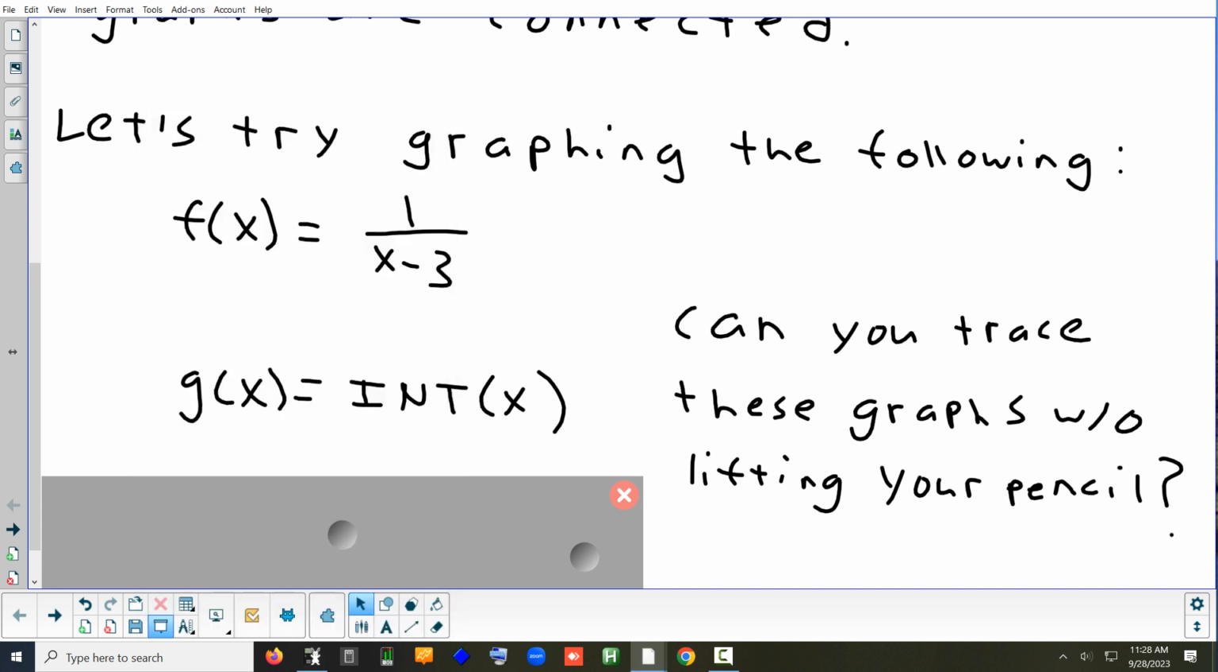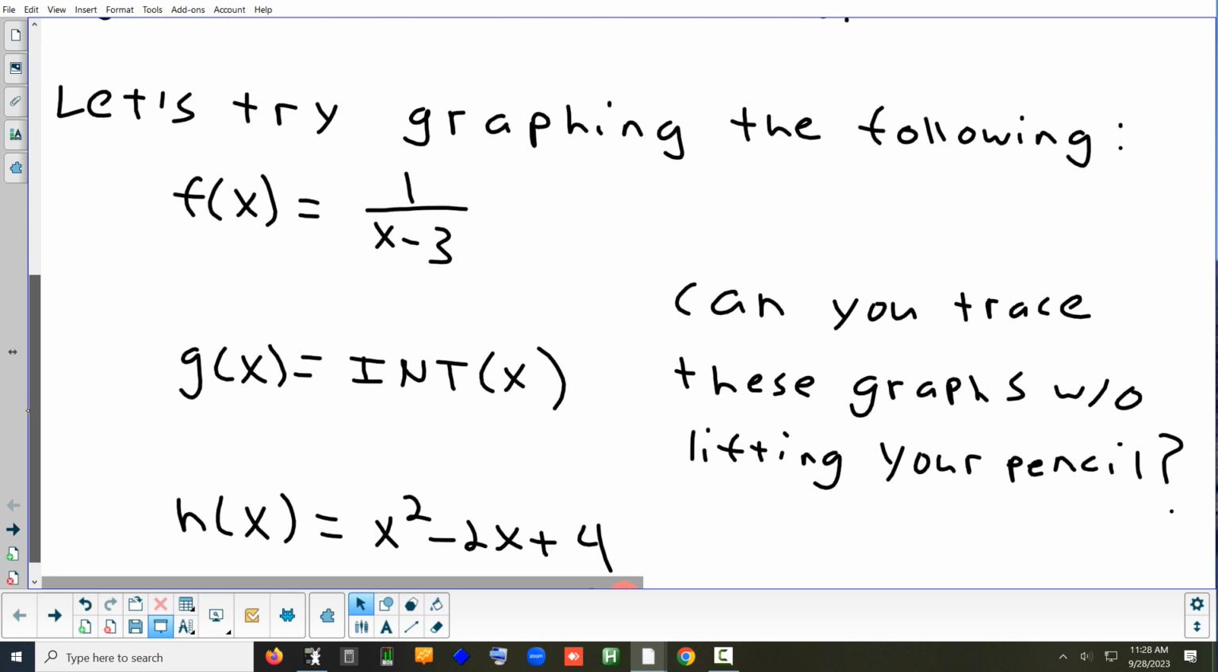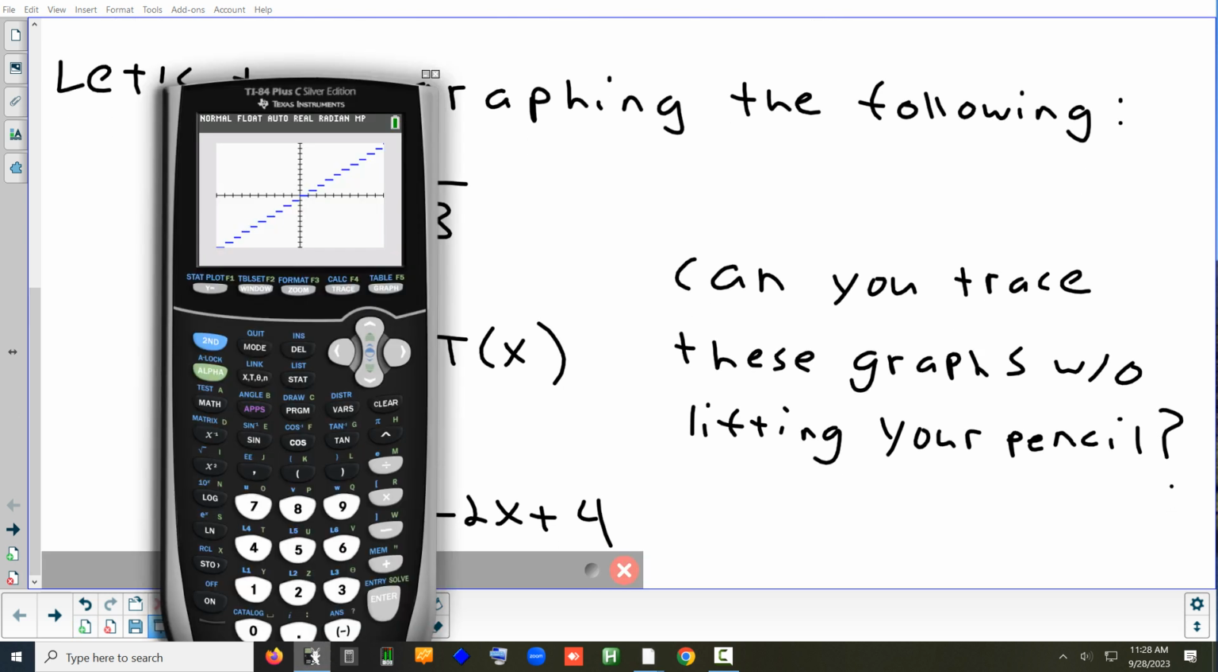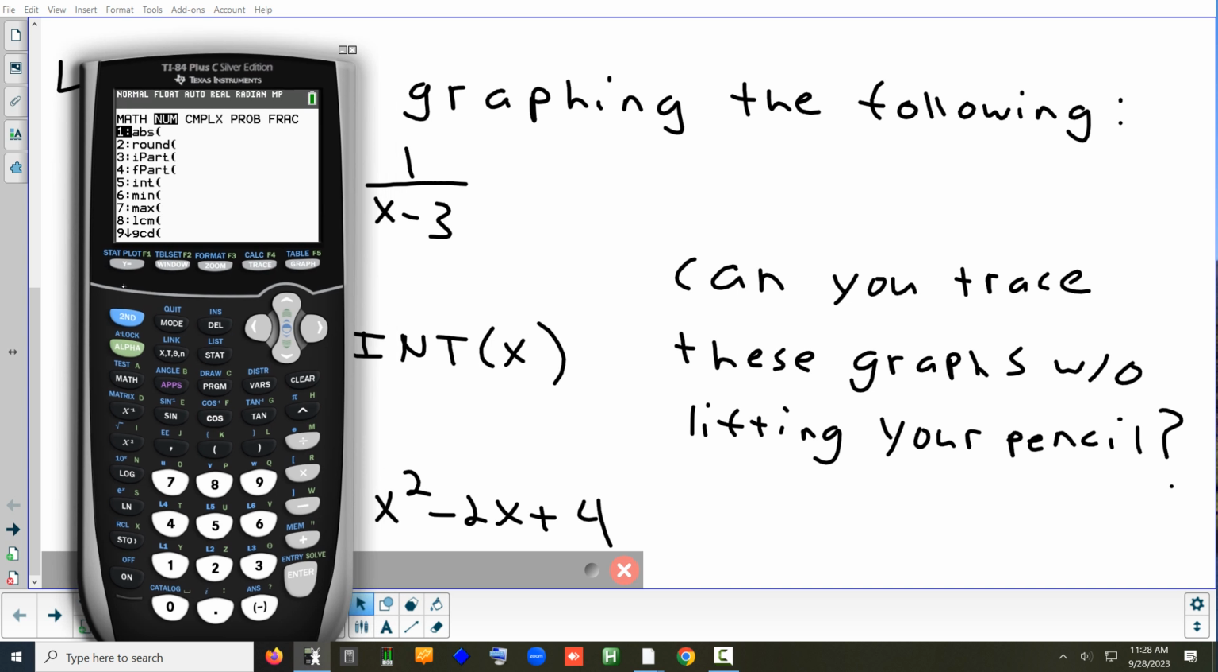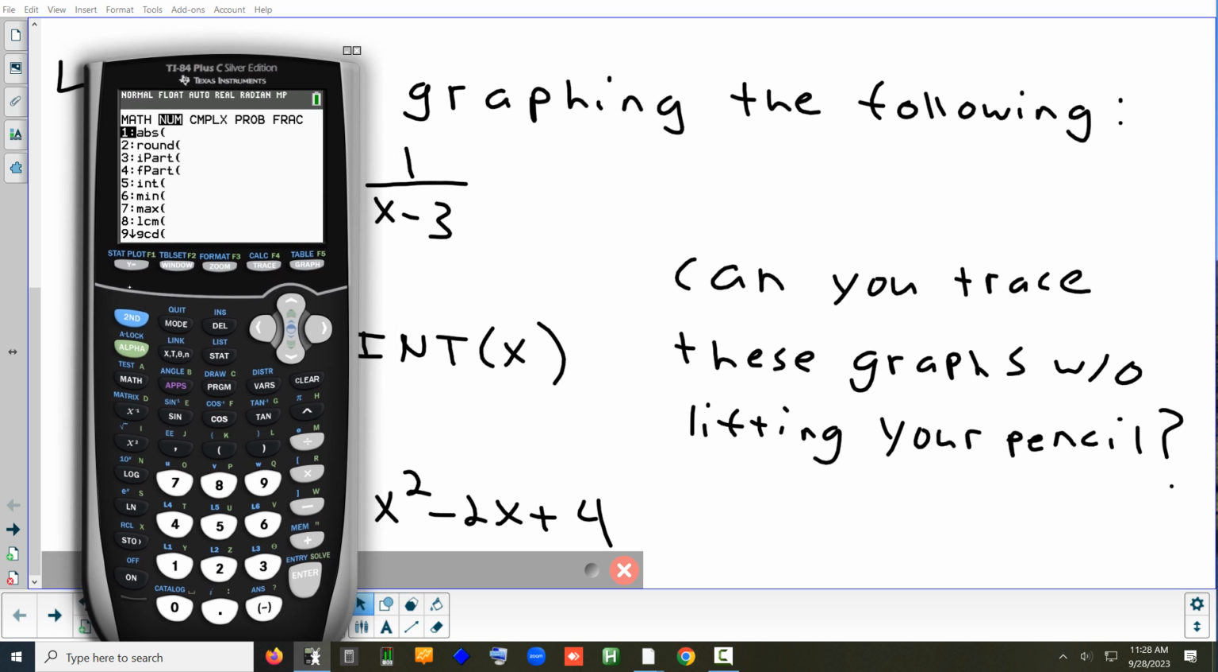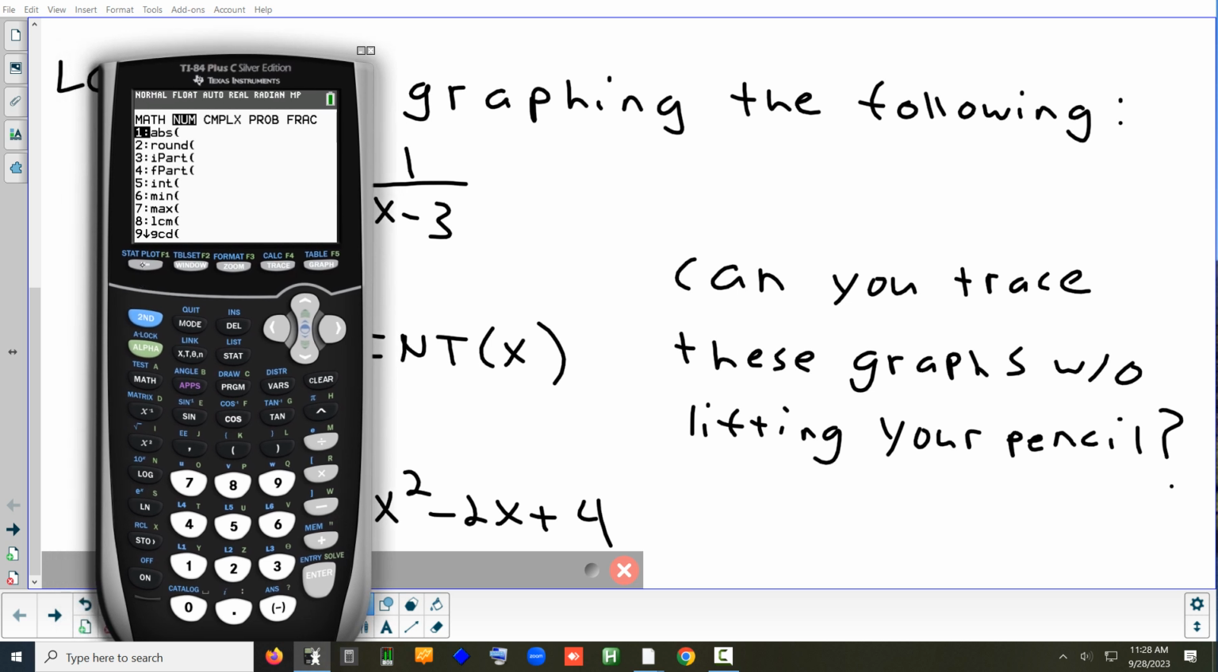Wait, what was the equation? I typed in integer. It's under math and then number. Wait, what did you even type? It's option 5 under number. You type in 5 and that. Option 5 under number. It says int. How about this graph? What did you type in? So you're going to click on math, and then you're going to click the... No, I have the video. I'll see what the accurate order is.